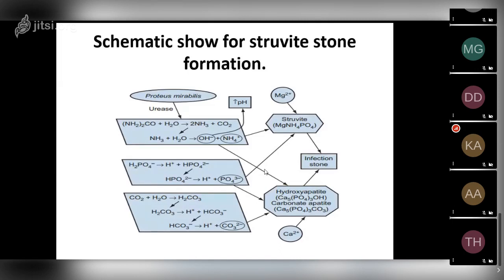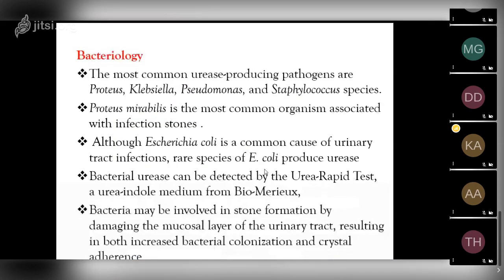In this stone formation, bacteria, especially Proteus mirabilis, though there are also other bacteria, have an important role in the formation of the stones. As for the bacteriology of these infection stones, the most common urea-producing pathogens are Proteus, Klebsiella, Pseudomonas, and Staphylococcus species, and Proteus mirabilis is the most common organism associated with infection stones.